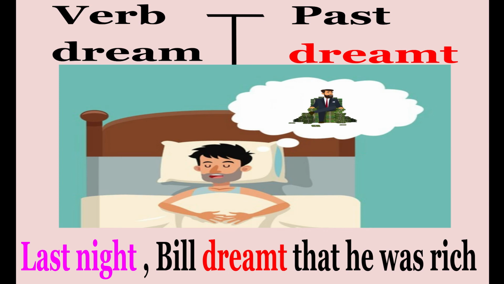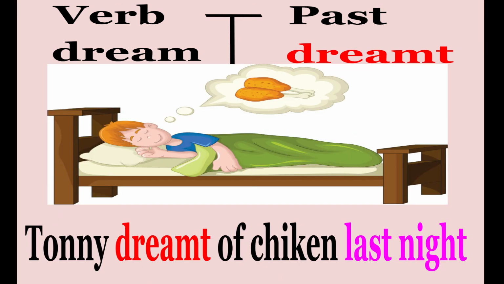Next verb is dream. The past is dreamt. Last night, Bill dreamt that he was rich. What did Bill dream last night? He dreamt that he was rich. Or the same verb again: Tony dreamt of chicken last night. So Tony didn't dream he was rich. He simply dreamt of food. He dreamt of chicken last night.